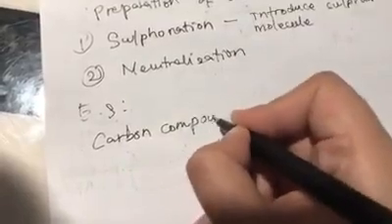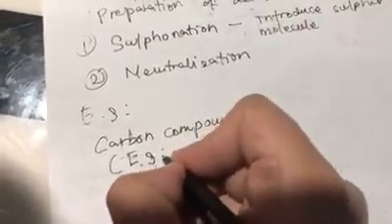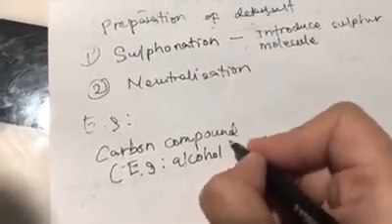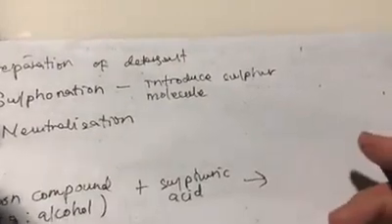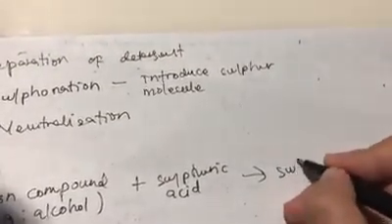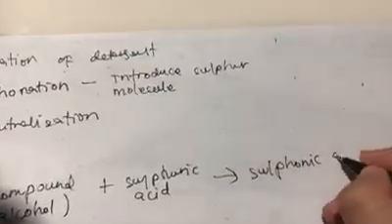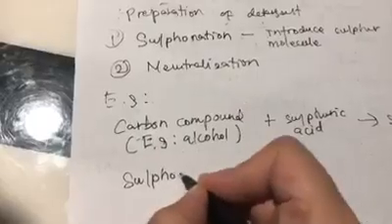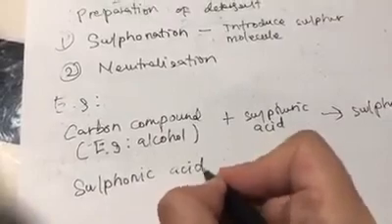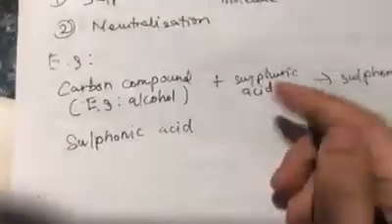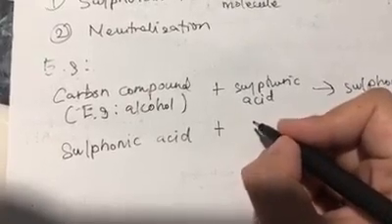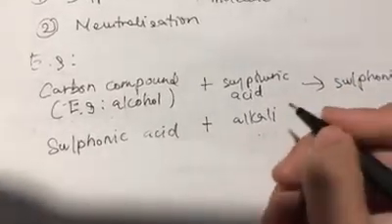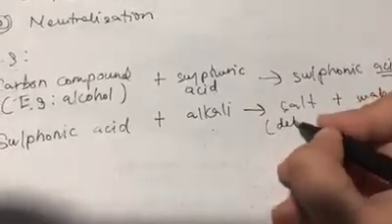So let's recap. For example, a carbon compound, for example, long chain alcohol plus sulfuric acid undergoes sulfonation to form sulfonic acid, and then this acid will be neutralized with a strong base or alkali such as sodium hydroxide to form salt and water.